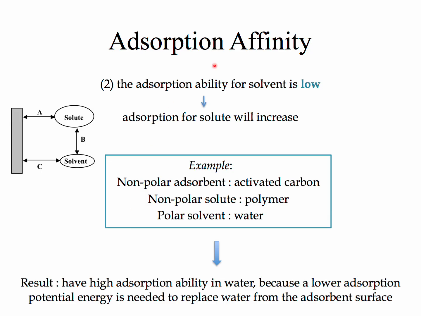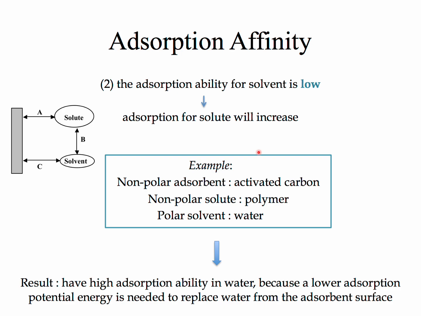Okay, here for the second case, in this situation, the absorption ability of the solvent is low. This means that the interaction between the solvent and the surface, which we denote as interaction C, is weak. As a result, the solvent molecules do not strongly compete for the absorption site. Because of this reduced competition, the solute molecules now have greater access to the surface. Therefore, the absorption of the solute will increase.